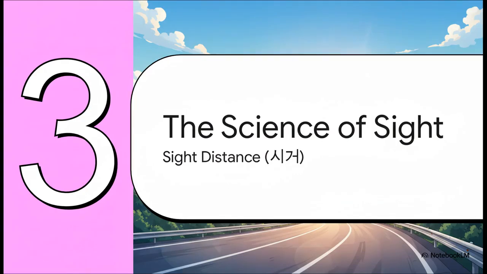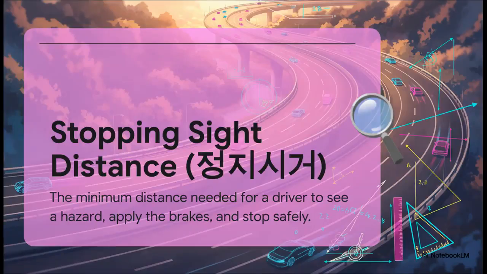Okay, so we've built our road slice, and we've curved it through the landscape. But none of that matters one bit if the driver can't see what's coming up. And that brings us to what is, arguably, the most critical safety element in all of road design, the science of sight. This whole concept is called stopping sight distance, or 정지시거. And this one rule pretty much dictates everything else. Engineers have to ensure that at any point on a road, a driver can see far enough ahead to spot a hazard, react, and brake to a complete stop. This isn't a guess, it's a very specific calculation.